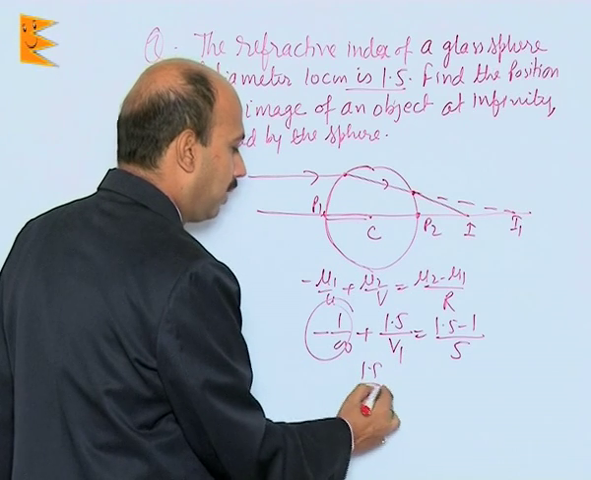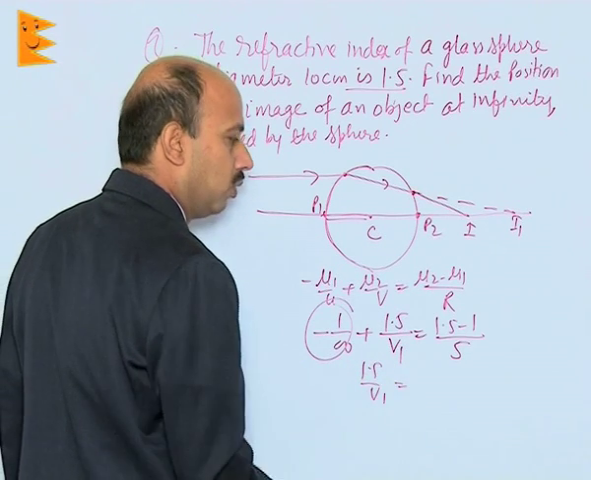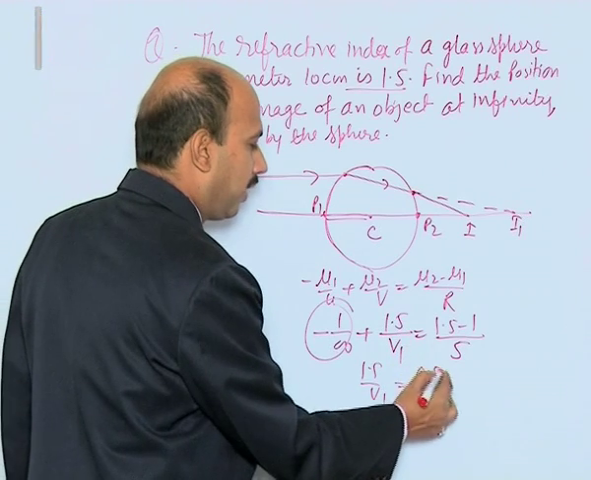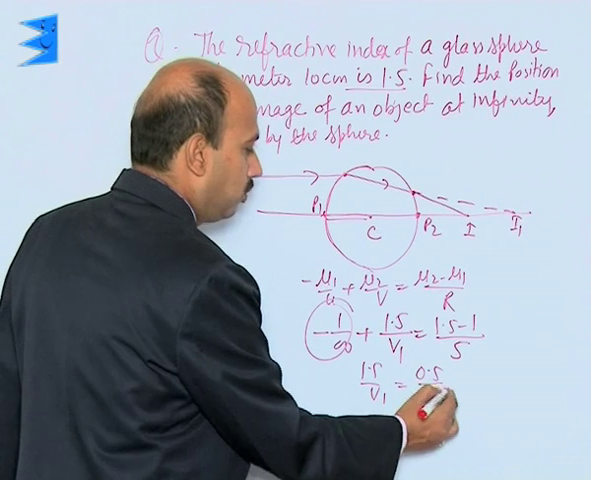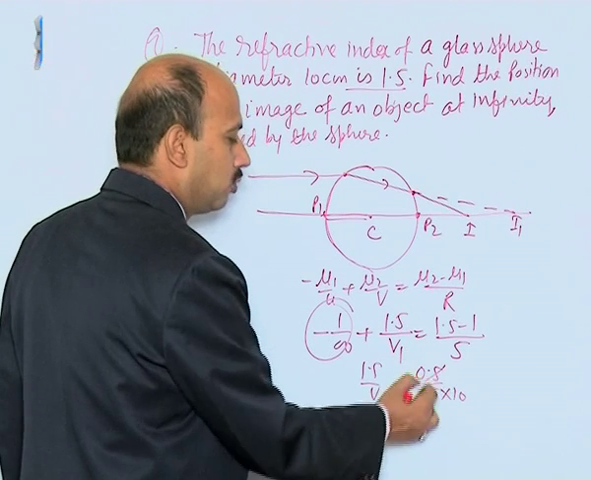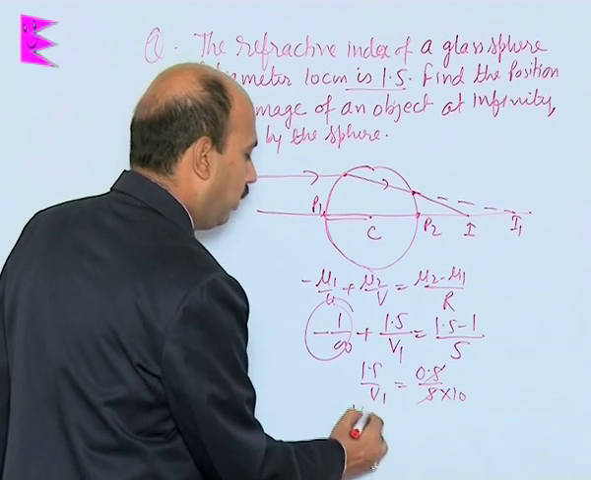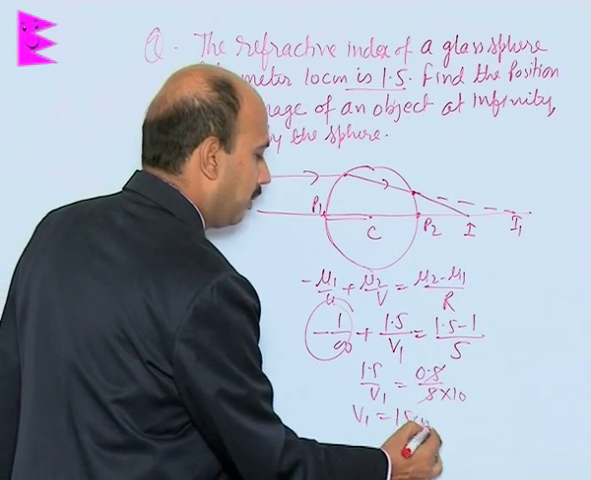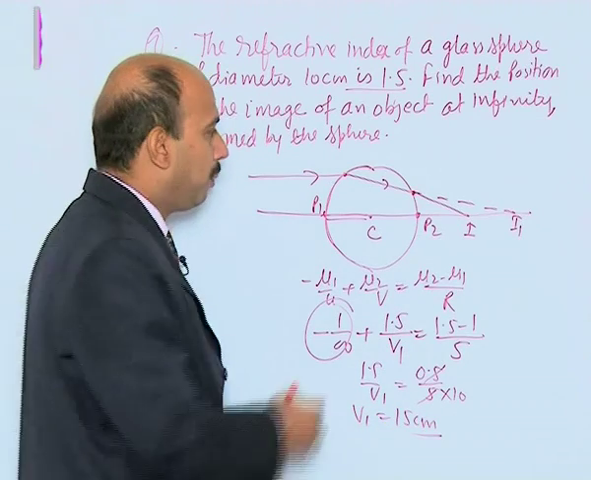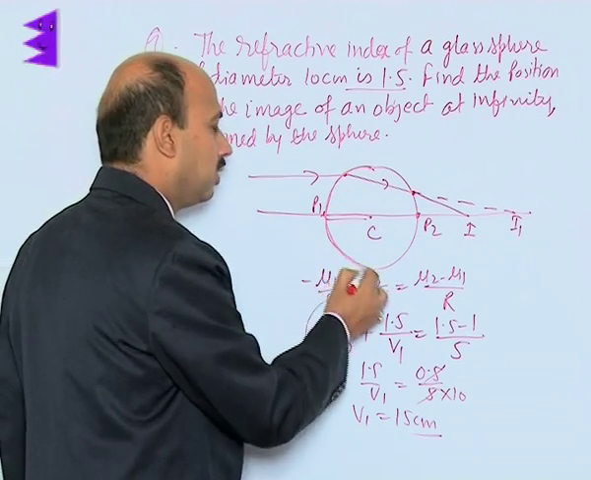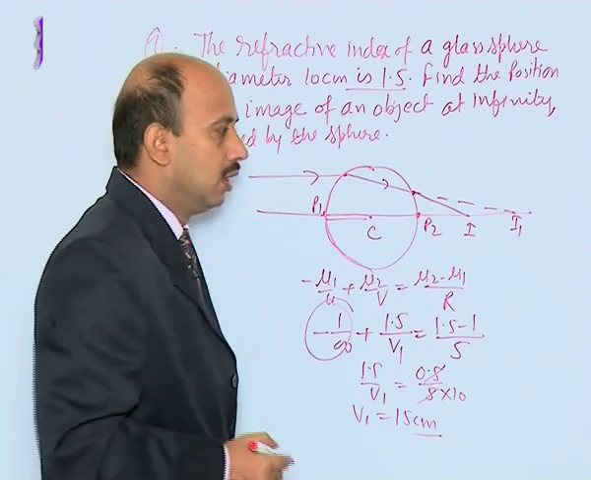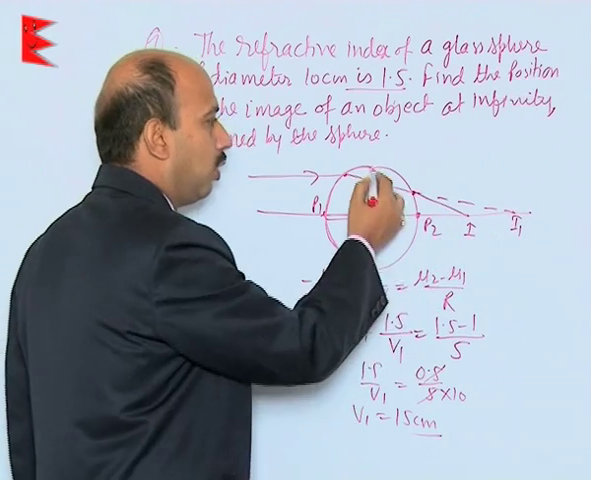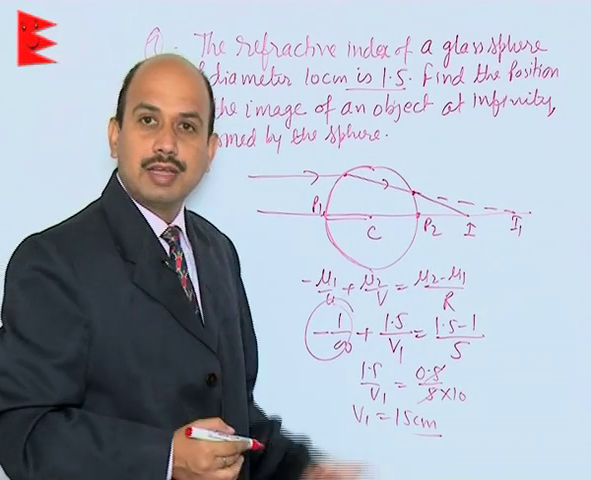So, 1.5 upon V1 is equal to 0.5 upon 5. So, this will be 10 and this will get cancelled. So, V1 is equal to 15 centimeter. So, image obtained by the first surface is here, rarer to denser medium, actually at the point I1. So, this image is acting as an object for the second surface.